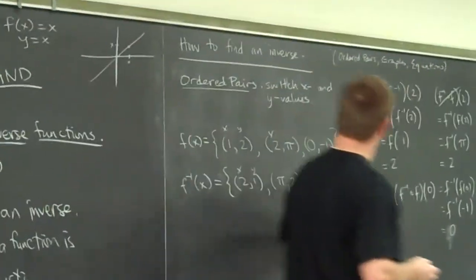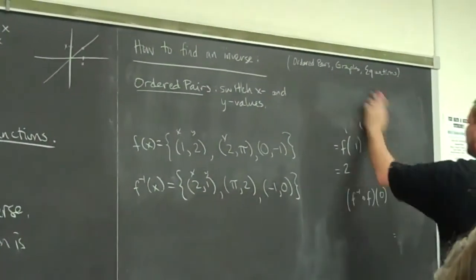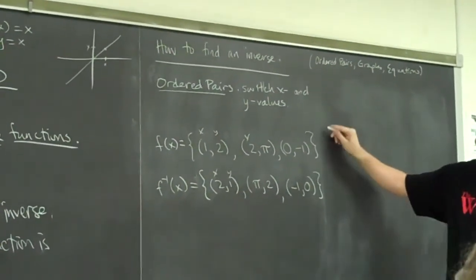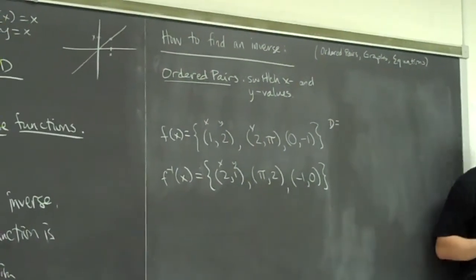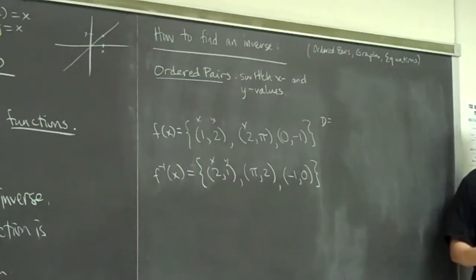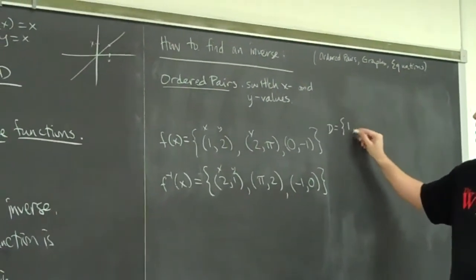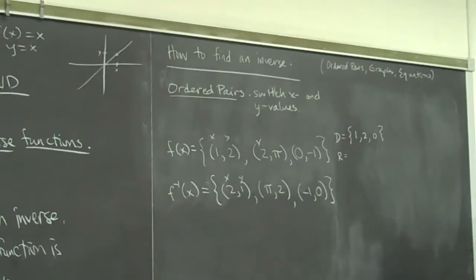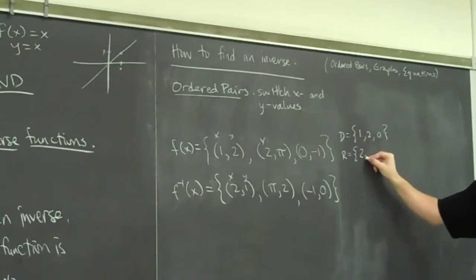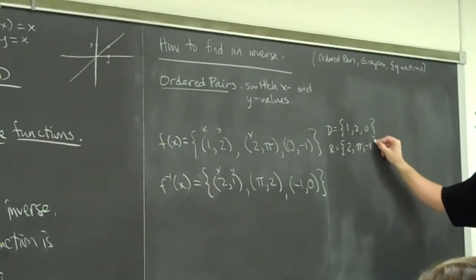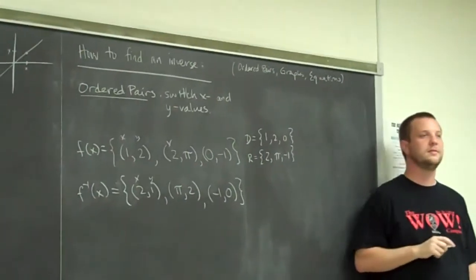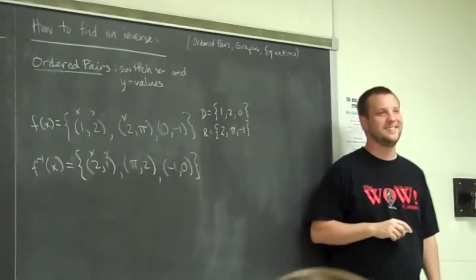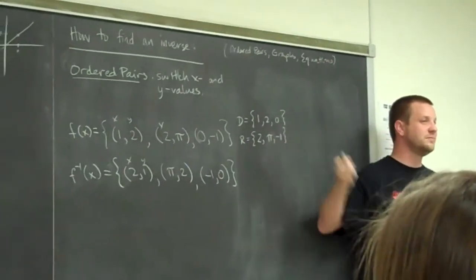All right, one more thought. For f of x, what's the domain of that function? Remember, the domain is just all your x values, right? So yeah, 1, 2, and 0. That's my domain. What's the range of that function? 2, pi, and negative 1. Y'all agree with me? Do you agree with me and Jacob?